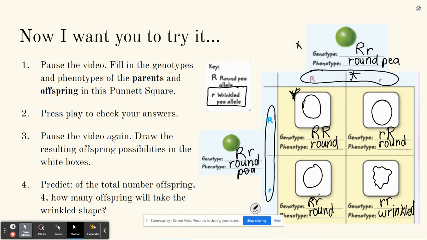Tomorrow in class, we will actually work on calculating probability. That's what this prediction question is leading us to. So I'd like to leave you with that question and be prepared tomorrow to start working on probability of getting certain outcomes in specific crosses.